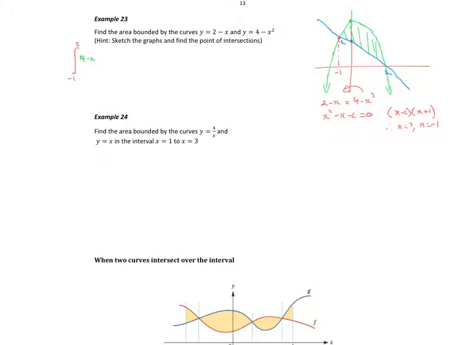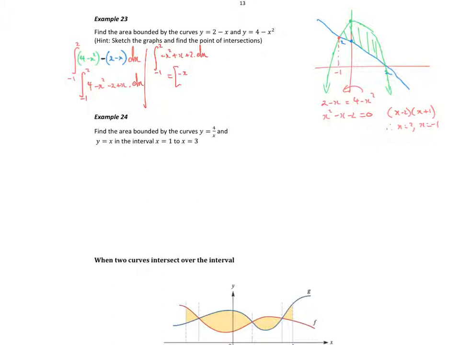So that area then is given by the integral between negative 1 and 2 of the top function, which is my parabola, subtract the bottom function, which is my straight line, with respect to x. Okay, so it's just that little step there that is the only little extra part. So now, between negative 1 and 2 of 4 minus x squared minus (2 minus x), be careful, which is the integral between negative 1 and 2 of negative x squared plus x plus 2 dx.